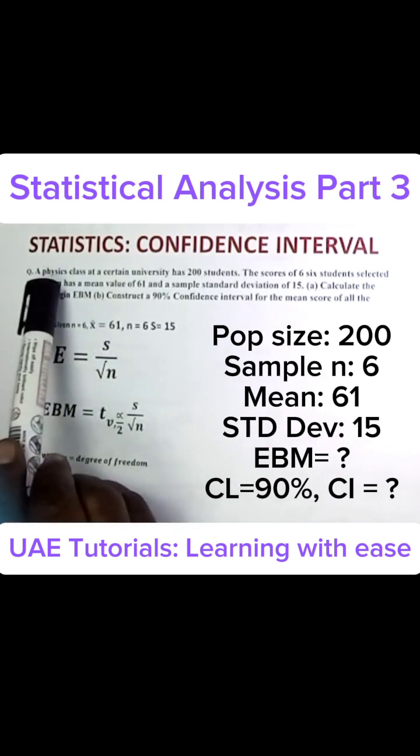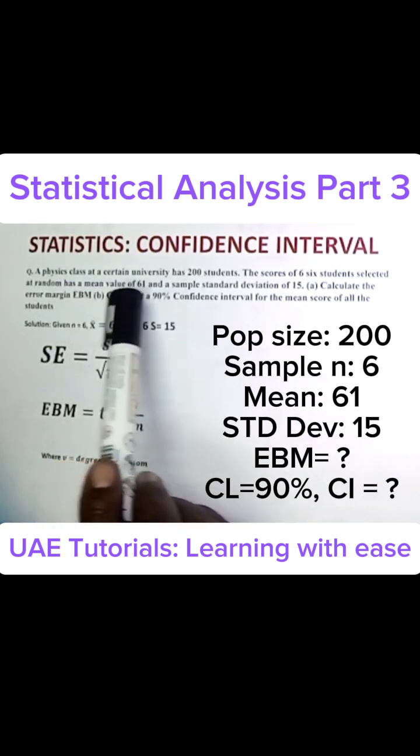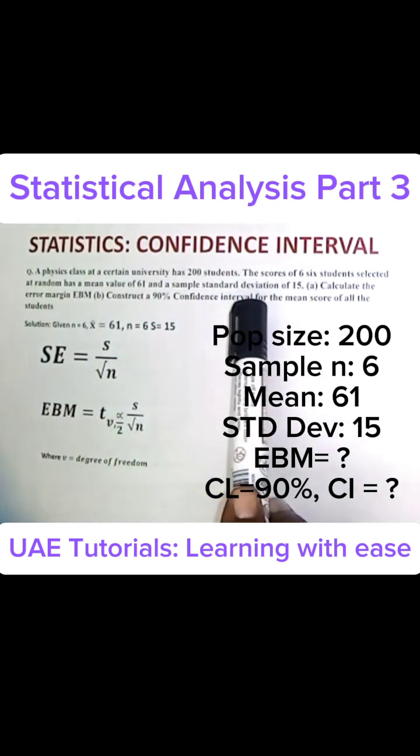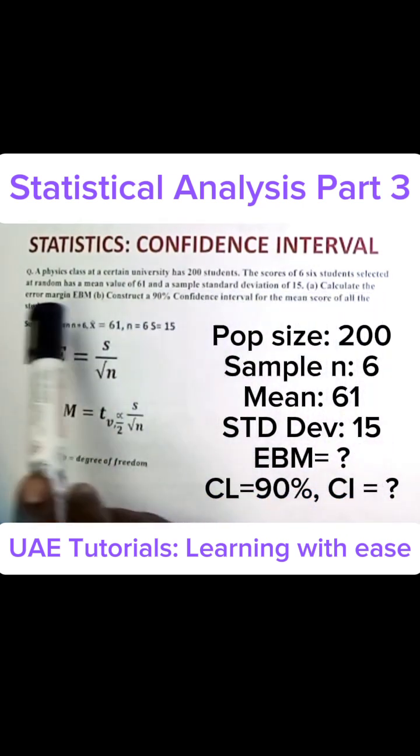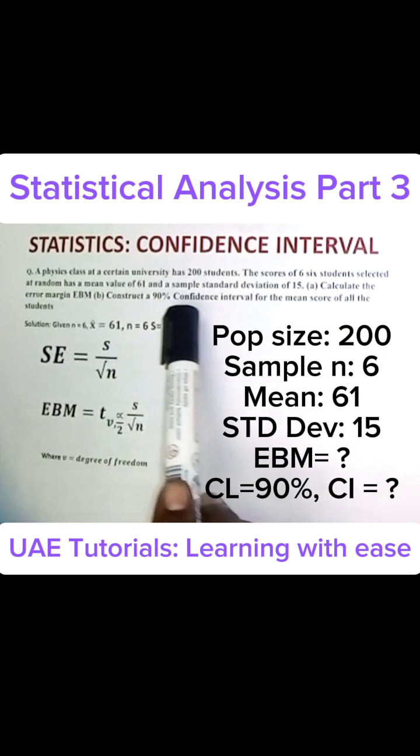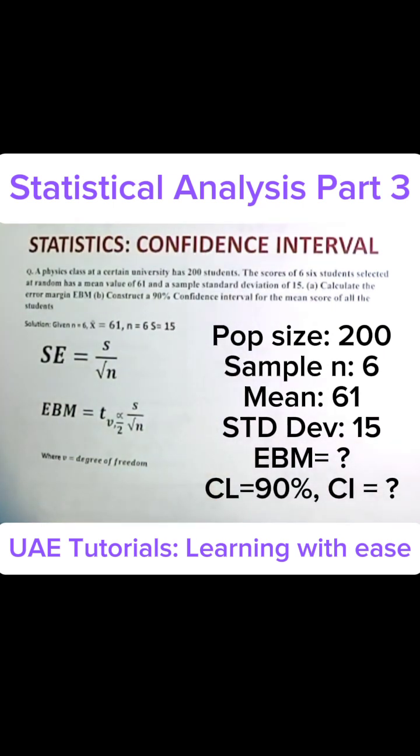Look at it. It says a physics class at a certain university has 200 students. The scores of 6 students selected at random have a mean of 61 and a sample standard deviation of 15. Calculate the error margin, EBM, and construct a 90% confidence interval for the mean score of all the students. You are given a question like this.